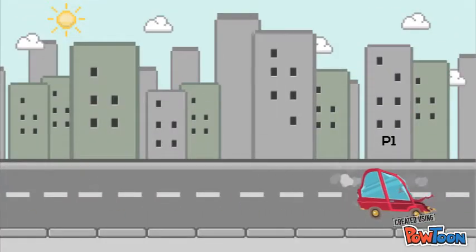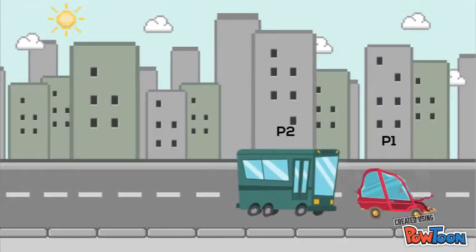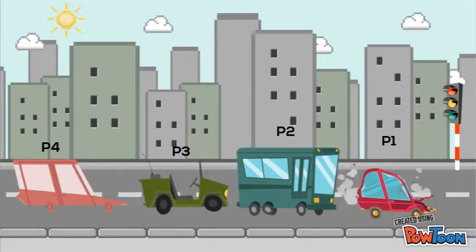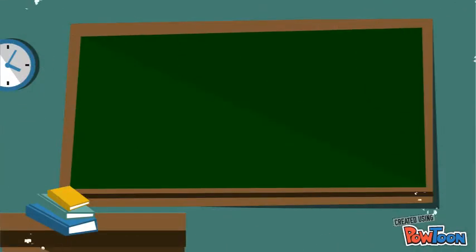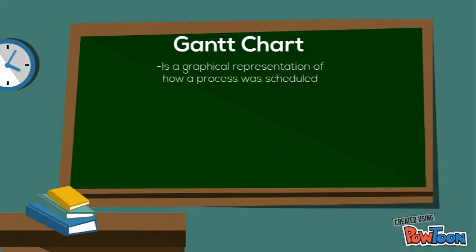Here's an example of FCFS in a situation. Let's call the cars process 1, or in short, P1, and so on. This situation shows that even if the car in front, P1, is slow because it crashed or something, the other cars will have to wait because it's first come first serve. A Gantt chart is a graphical representation of how a process was scheduled.